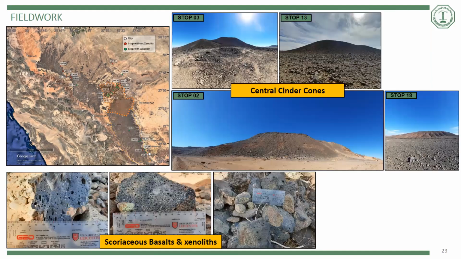And finally, the central cinder cones, which is younger in age, Pliocene to Quaternary. Unlike the previous 2 sections, here the central is associated with cinder cones, and also the basalts are scoriaceous and abundant in xenoliths. So most of the samples were collected within the central area of the Harrat.